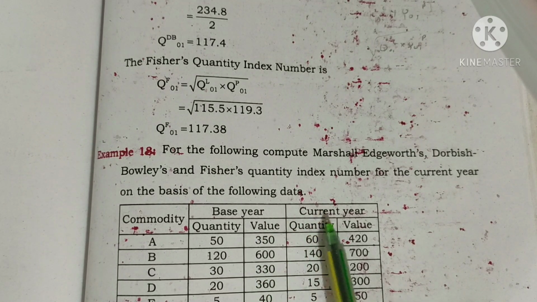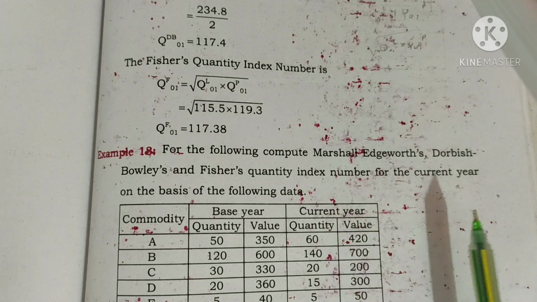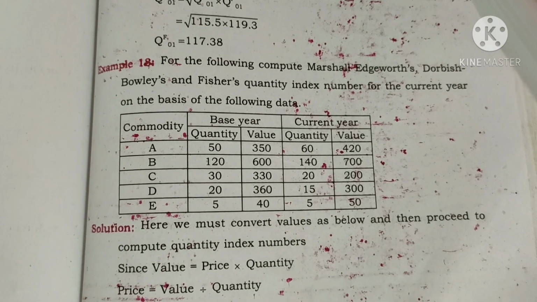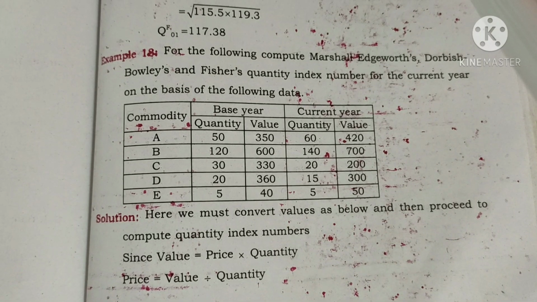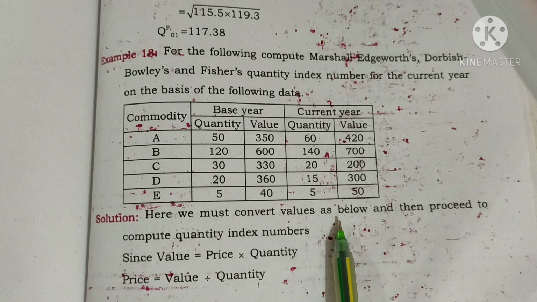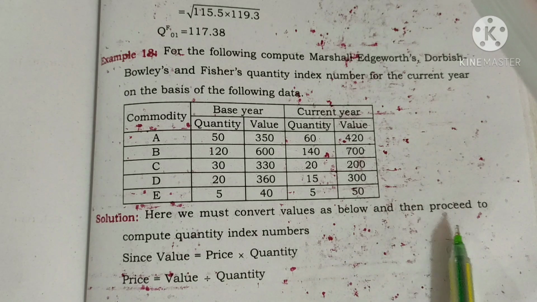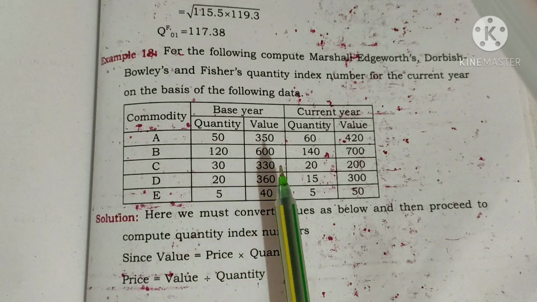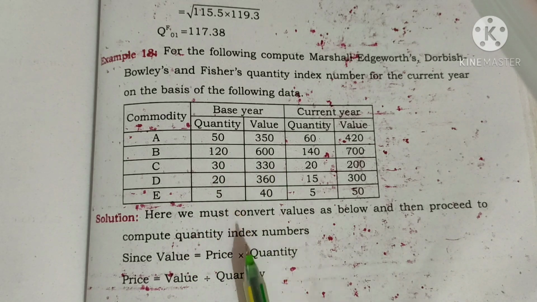So similarly here also in the current year, quantity is given and value is given, where we are not given the price of the current year as well as the base year. So we will see the solution here. Now first we must convert the values as below and proceed to compute the quantity index number. First, value is equal to price into quantity. So price into quantity is nothing but the value.